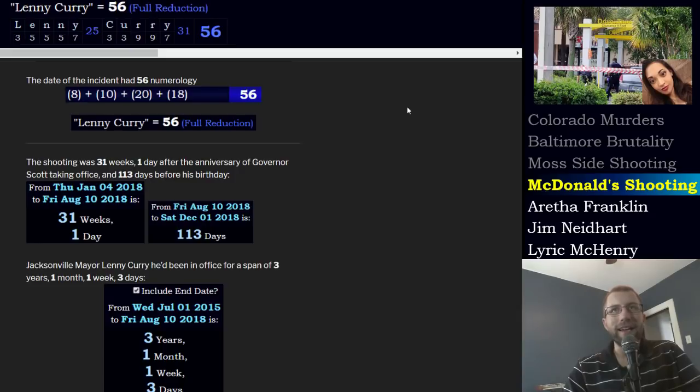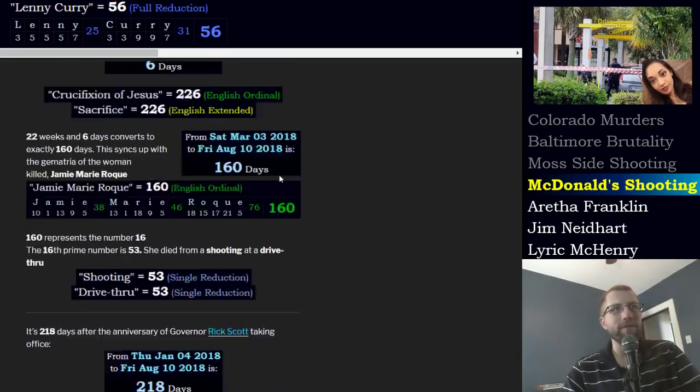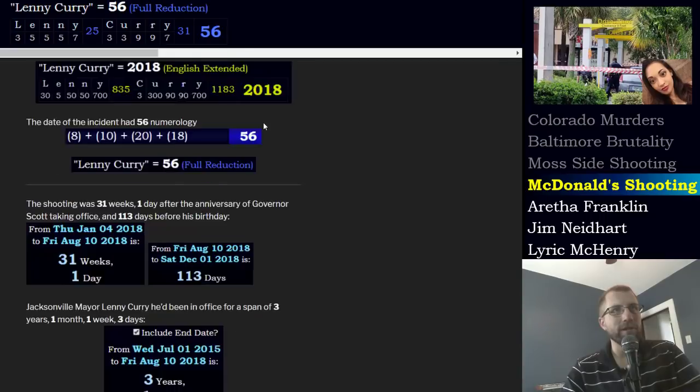In reduction, Lenny Curry equals 56, matching the full numerology of the date of the shooting: 8 plus 10 plus 20 plus 18. But here's the real kicker on this story, right? I mean, already we've seen that something's going on here with the numerology, arguably.